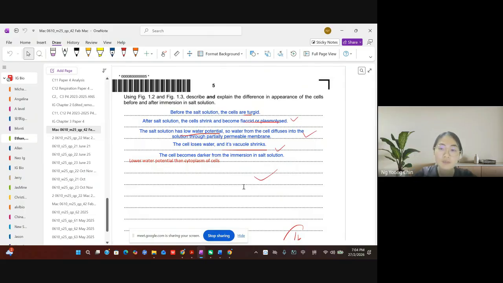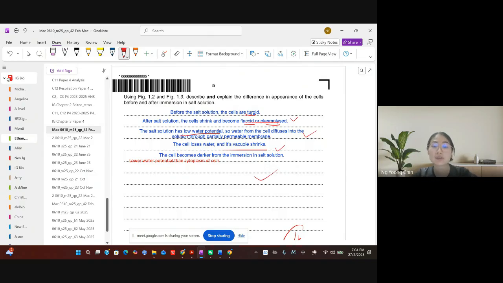Okay, they ask you to describe and explain the difference before and after in the salt solutions. So you wrote the keywords turgid, flaccid, and plasmolysed. But when you answer this kind of question related to osmosis, you already know that water molecules diffuse from the region of high water potential to the region of low water potential. So you should mention which region has a low water potential and which region has a high water potential.